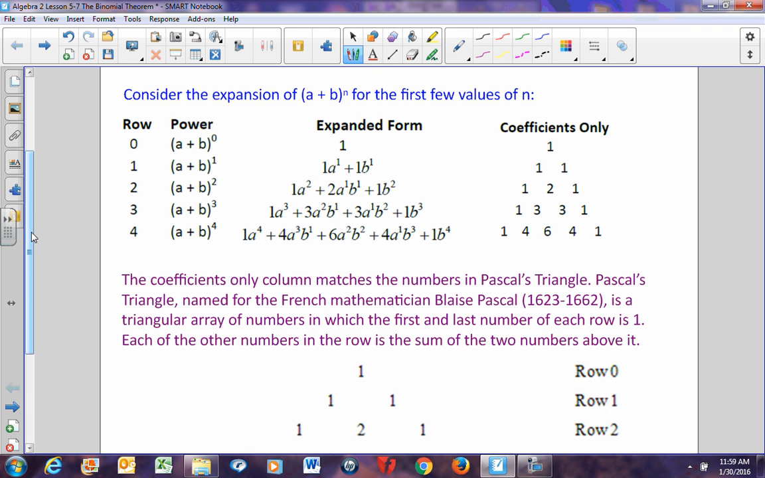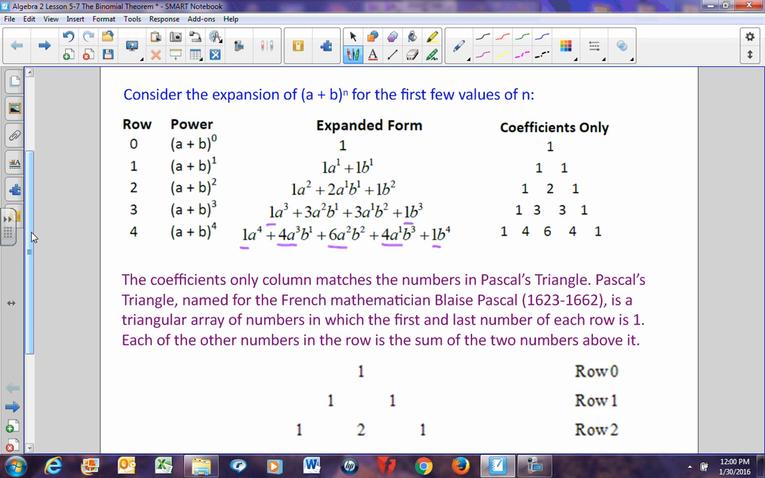If I do a plus b to the second, I get a squared plus 2ab plus b squared. So that's 1a squared plus 2a to the first, b to the first, plus 1b squared. Coefficients are 1, 2, and 1, etc. We can continue to move this on, and you'll notice that the 1 stays there all the way through, but the coefficients get bigger, and then they go back to smaller.